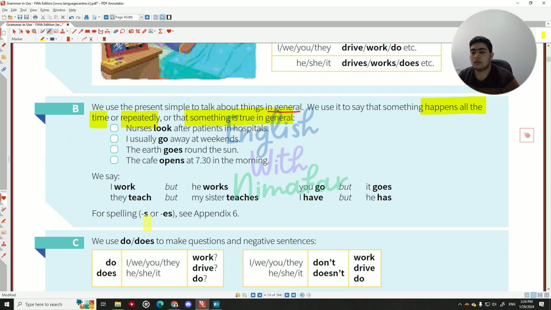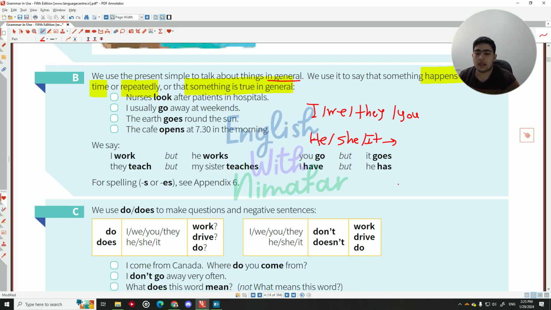We say, I work, but he works. We say, you go, but it goes. We say they teach, but my sister teaches. And we say, I have, but he has. So for I, we, they, and you, we use the normal way, the base verb. But for he, for she, and for it, or names that actually stand for that, like Jack, we can say he. For them, we can use verb plus s or es, depending on that.